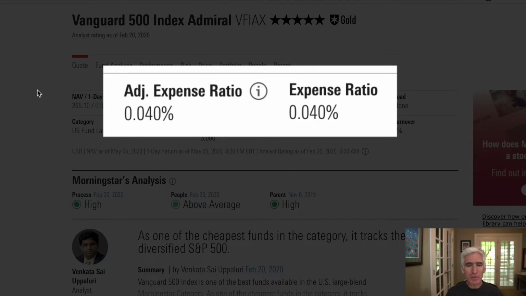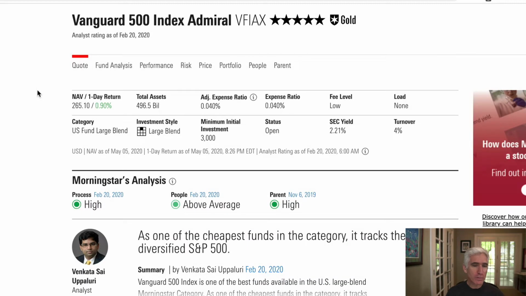That is extremely low. And one of the reasons that so many folks, myself included, favor mutual funds from Vanguard is that they're very, very inexpensive. And it's often the case, in my experience, particularly with index funds, that the adjusted expense ratio and the expense ratio are the same.